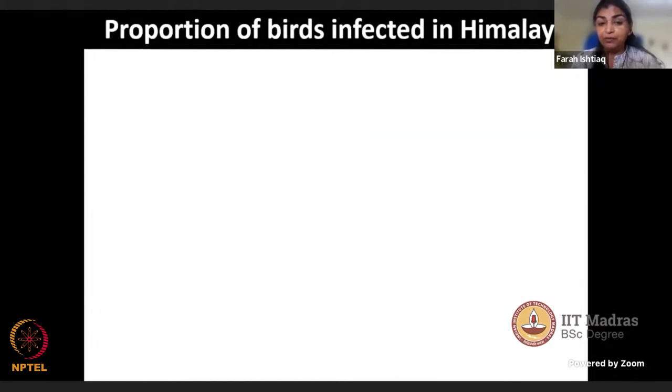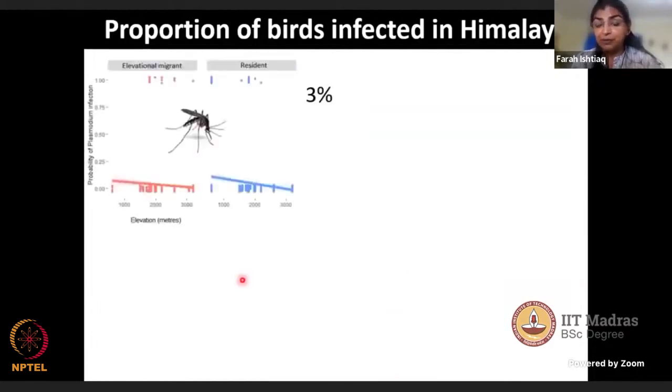However, if you look at the same trend for a high elevation environment, this is for Plasmodium. This is the elevation I'm showing you here on the x-axis, and this is the prevalence of the parasite. It shows a negative correlation with the elevation, which means as you go up higher in the mountain, the prevalence of Plasmodium goes down. It makes perfect sense because you don't see mosquitoes in the cold environment because they can't survive. And this also reflects in a very small proportion of birds being infected with the parasite, both for the resident birds as well as for the elevational migrants.